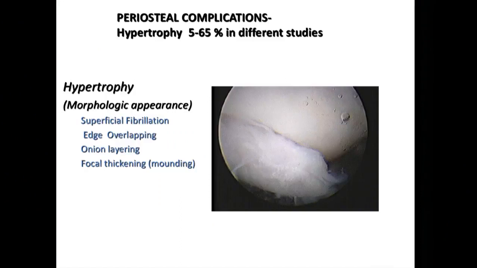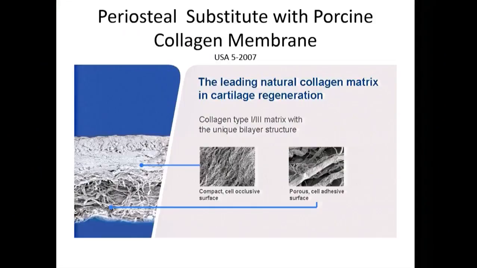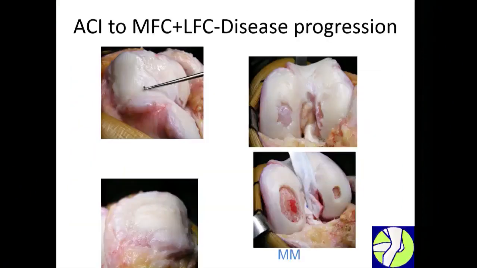Periosteum, although it was an excellent autologous tissue to start with, had problems up to 65% in different studies with hypertrophy and the problem of overgrowth, and we even classified it as different types of overgrowth, whether it's overlapping, fibrillating, or layering. But with the advent of collagen membranes, which became available in May of 2007 in the United States, we quickly moved on to collagen membranes and found that this was a very good thing.